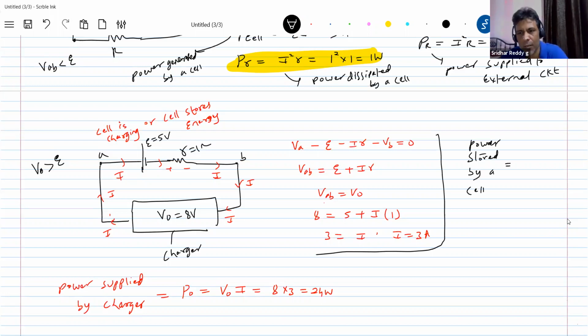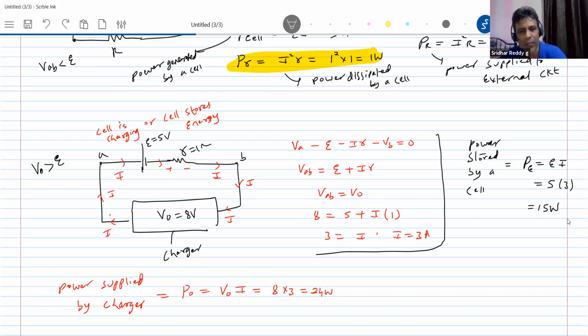Power stored by a cell. I should write this as E into I. What is E equal to? The EMF of this is 5. Current is how much? 3. So how much is it? 15 watt. Then how much is this charger actually supplying? 24 watt, in which only 15 watt is stored. The remaining is 9 watt.